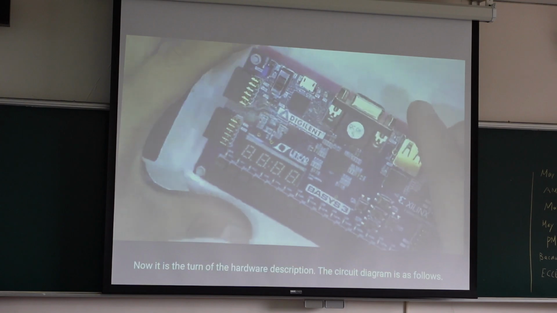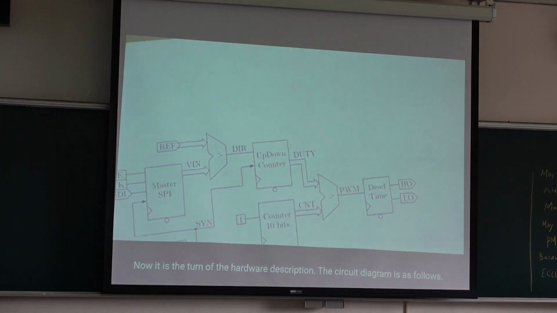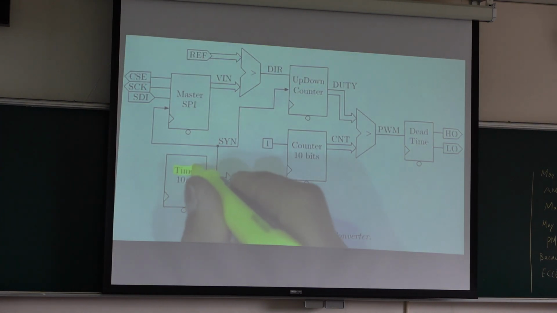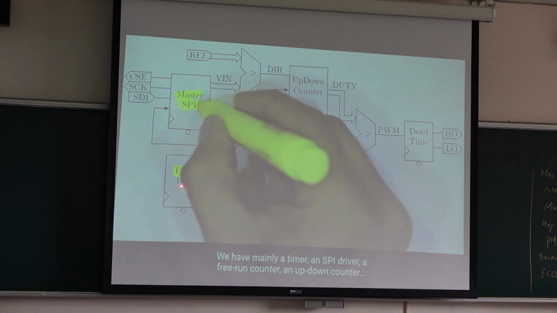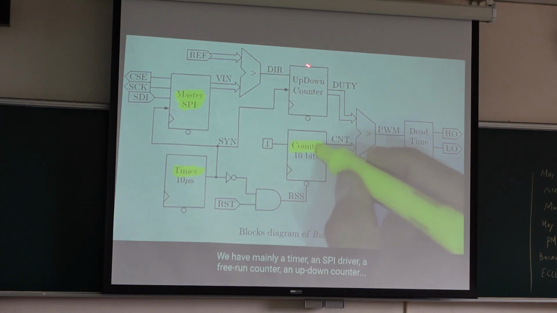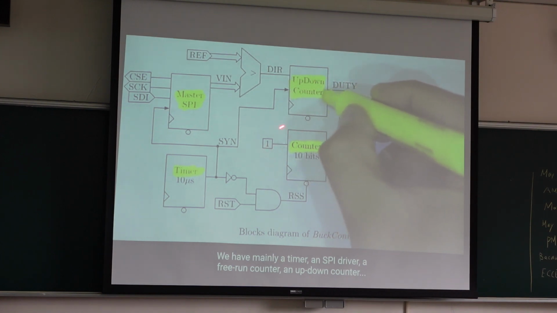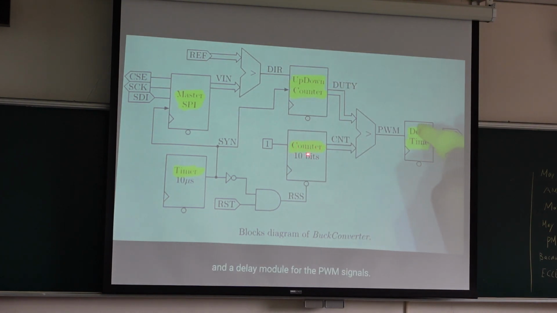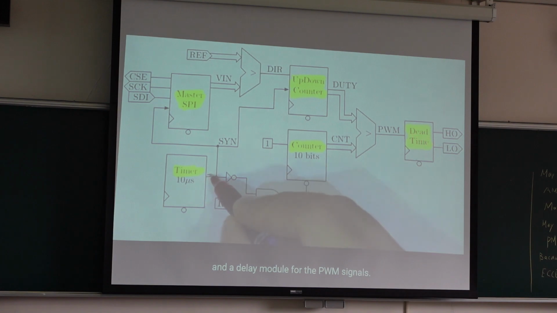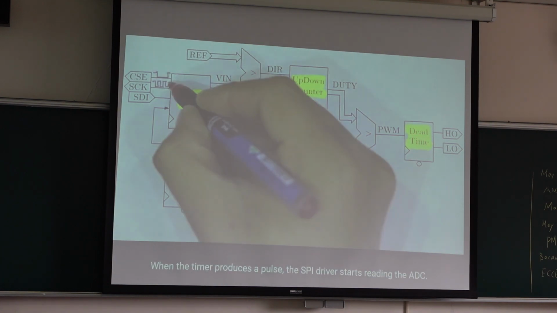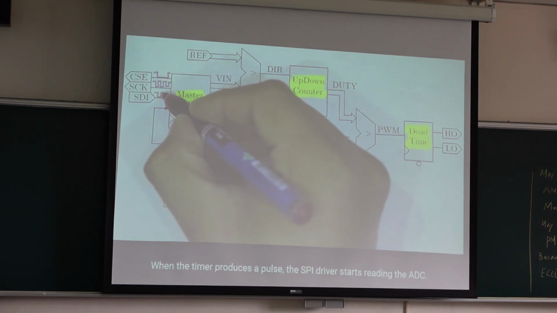Ahora toca el turno de la descripción de hardware. El diagrama del circuito es como sigue. Se tiene principalmente un timer, un driver de SPI, un contador de carrera libre, un contador ascendente-descendente y un módulo de retardo para las señales de PWM, el dead time.